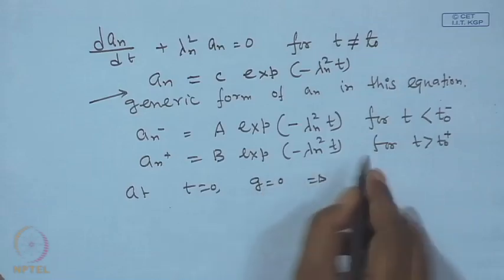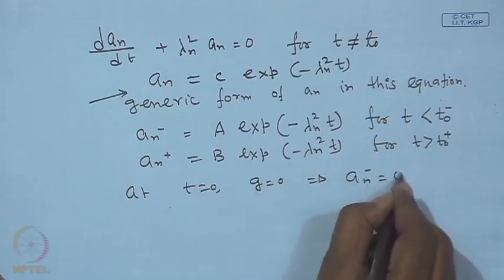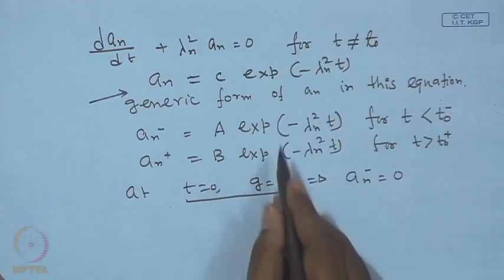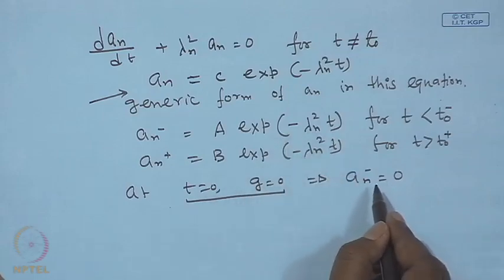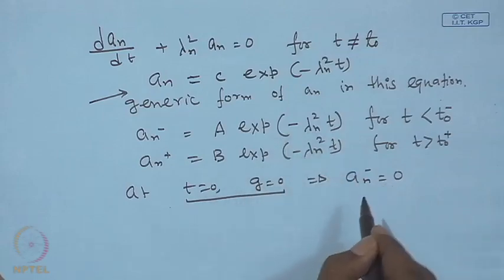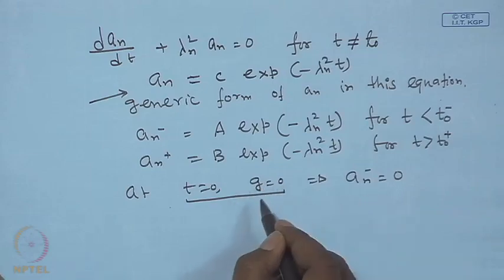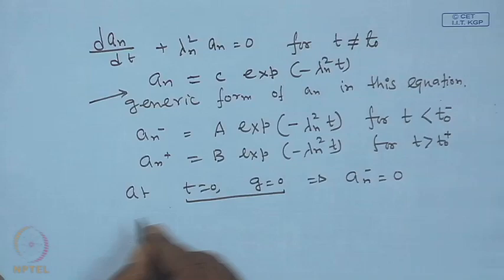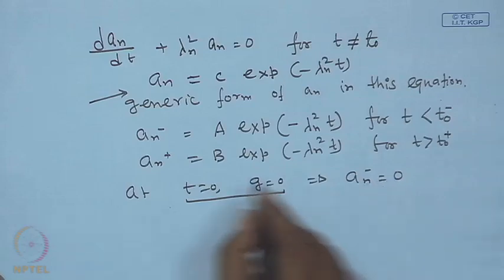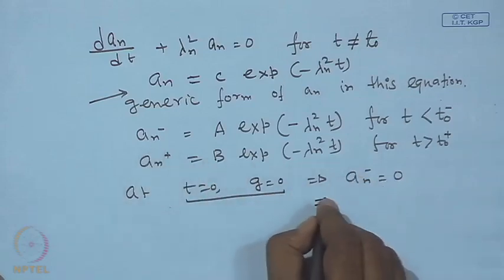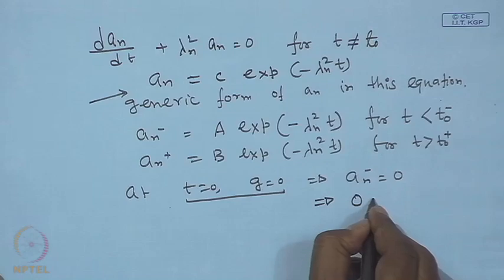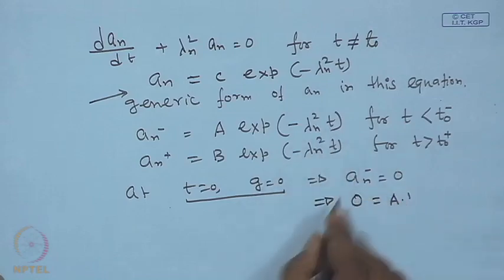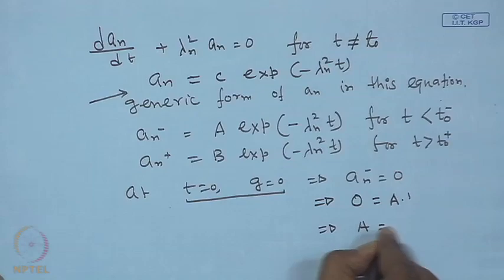So, therefore, A n minus is equal to 0. This is the condition on g. So, the lower half solution must satisfy that. So, A n should be equal to 0 in order to make g equal to 0. So, what is left is A n minus is equal to 0. If A n minus is equal to 0, what is left is this is 0 and A e to the power of minus lambda n square t, at t is equal to 0, so it will be 1. So, therefore, A is equal to 0.